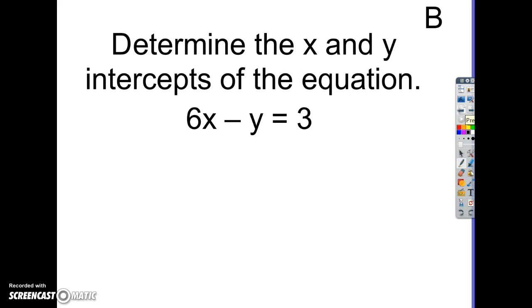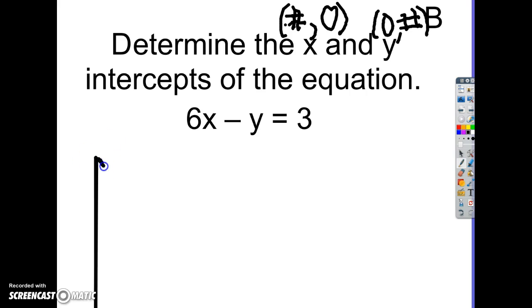Determine the x and y intercepts of the equation. The x-intercept is when you have a number for your x-coordinate, but your y-coordinate is 0. And the y-intercept is the opposite. It is when you have 0 for the x and you solve for the y. So we're going to first replace y with 0. And then we're going to replace x with 0.